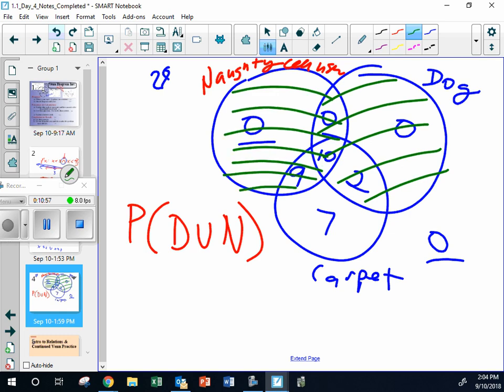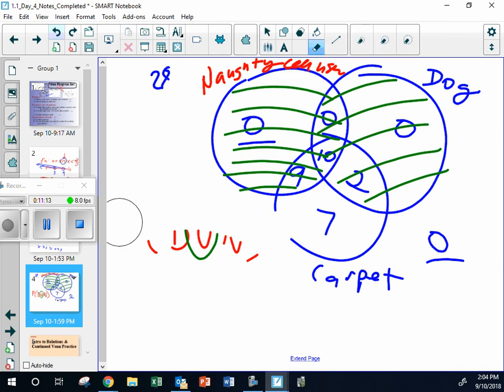People's eyes are automatically drawn to the spot where they overlap, but that's not what we want. We want everything that's been shaded because this is a union. So did you include all of those numbers? 21 out of 28. Raise your hand if you had that one right. Awesome. All right, so here's the piece de résistance.